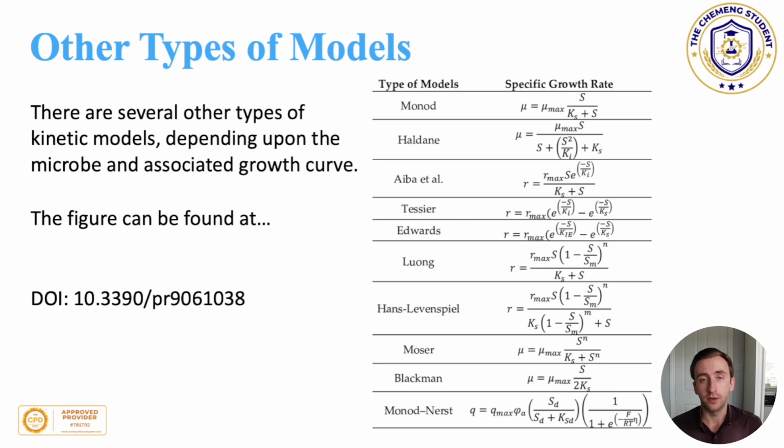Now some other models for you to consider are some given by this figure here, and this figure can be found by using this DOI. So this is the unique identification code of that particular publication. I'll put a link in the description to that publication if you want to go and check that out.